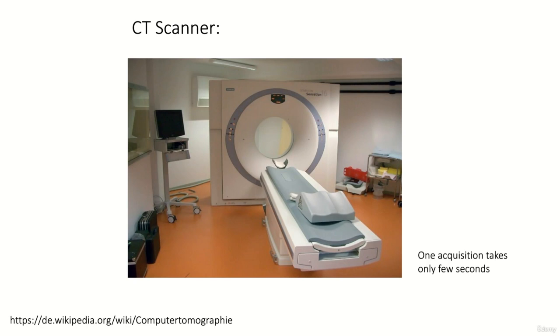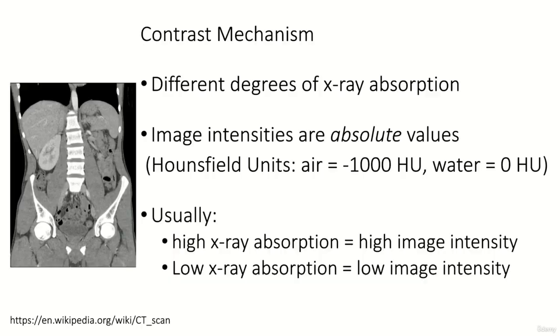In this figure, you can see how such a scanner looks like. The patient is placed on the examination table, which then moves through the scanner to produce three-dimensional images of different body parts such as brain or lungs. As one acquisition only takes a few seconds, computed tomography is also heavily used in emergency medicine to detect, as an example, a stroke. So, now the question is, how do those images actually look like?